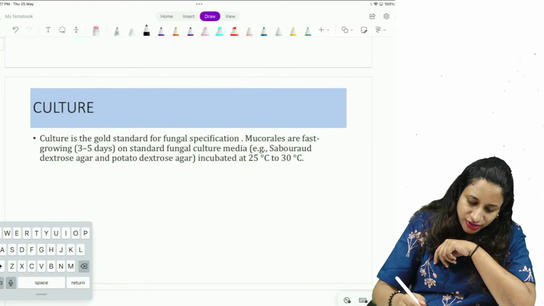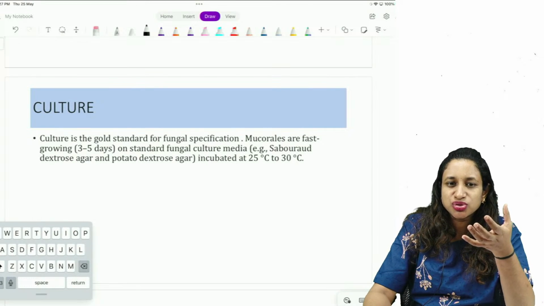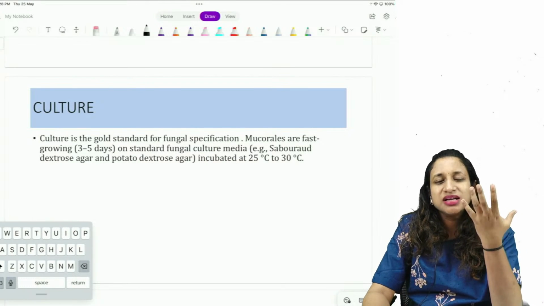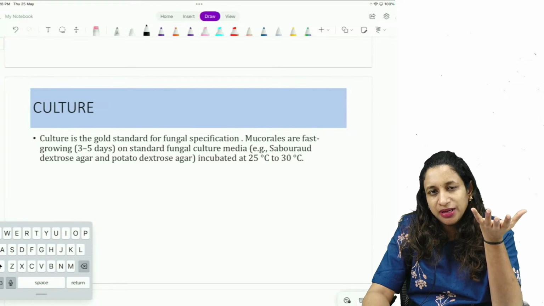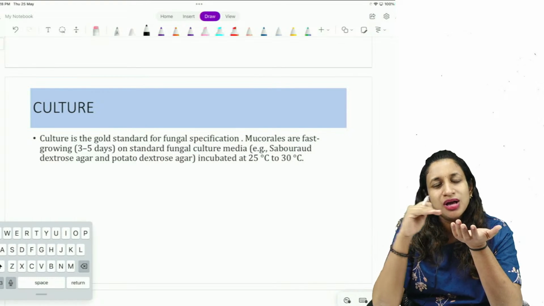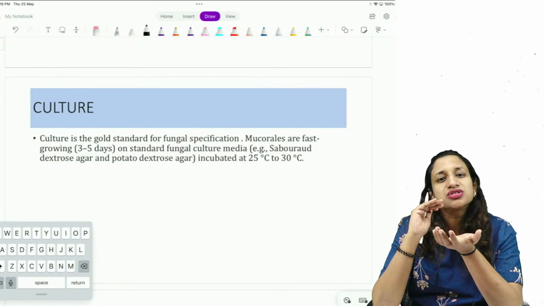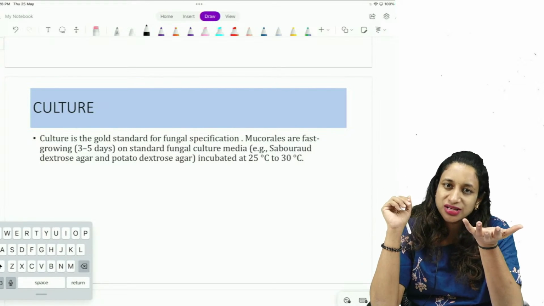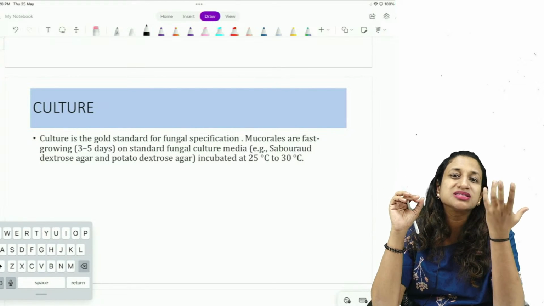So lid lifters means these are the ones which grow so quickly and they grow above the surface of the media. It's almost like when you find a plate, you have the ones which grow above it and the ones which grow inside the media, right? So this looks as if it can push the lid of the Sabouraud's dextrose agar. So that is how it is described.